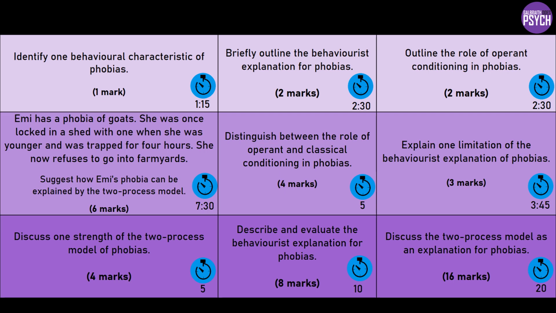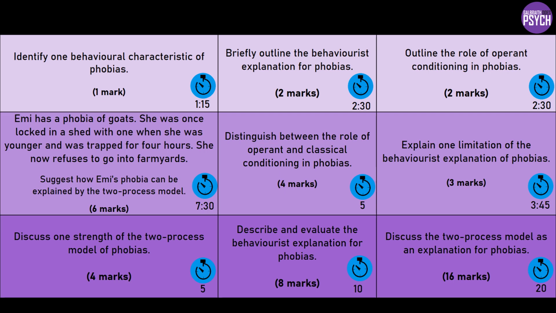Outline the role of operant conditioning. As I just mentioned, operant conditioning is responsible for the maintenance of phobias. We need to add a little bit more information here. So for that second mark, elaborate with something along the lines of, for example, avoidance behaviour, so avoiding the phobic stimulus, negatively reinforces the phobia because it decreases anxiety.